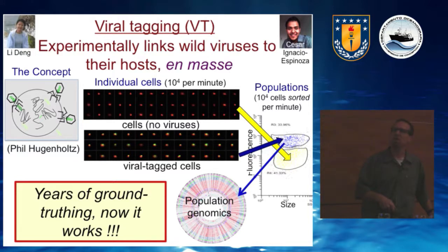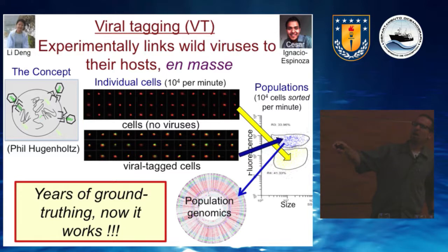So this is a method we call viral tagging that Phil Hugenholtz actually gave me the idea for and worked with us on through this project. It started in 2008. And the concept is simply we're going to experimentally label wild viruses with a SYBR Green stain and just ask them to label their hosts for us. And we're going to try to pull wild viruses out of the environment with a bait host. So if you do this, you mix wild viruses with your clonal cellular host.